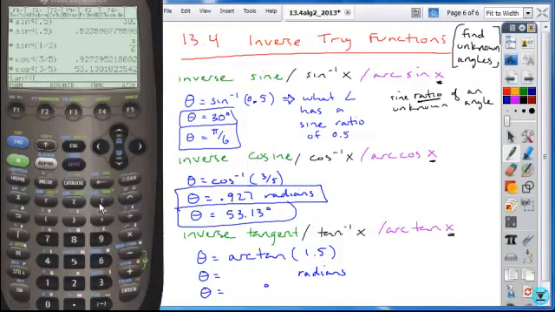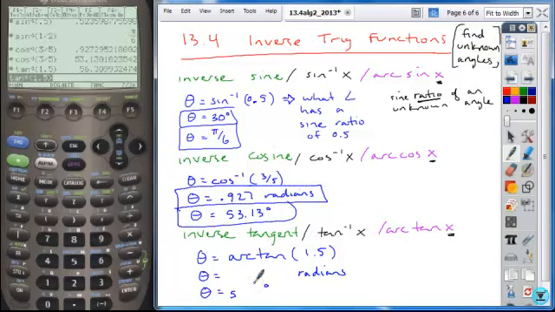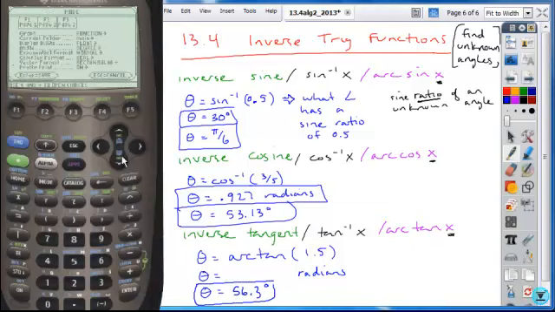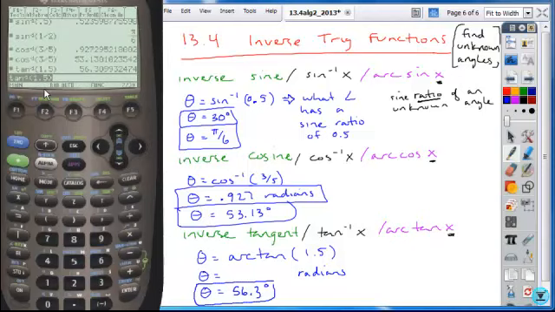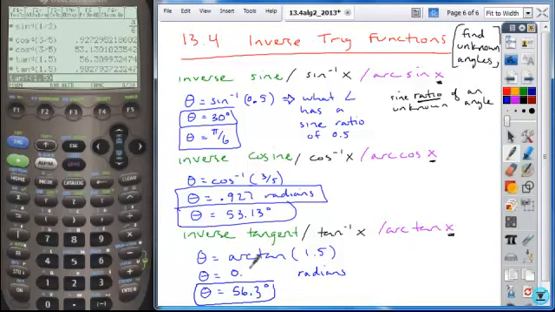Just hit green diamond T for arctan, or inverse tan. Type in 1.5. Now I'm in degree mode right now, so this will give me degrees first: 56.3 approximately in degrees. And if I wanted to find the radian form of that answer, I can enter the same thing, inverse tan of 1.5, hit enter, and I get 0.983 approximately radians.